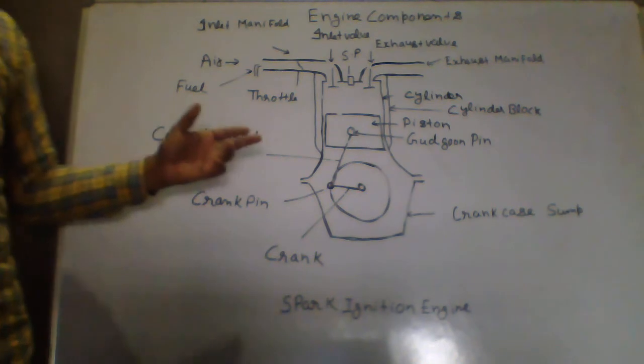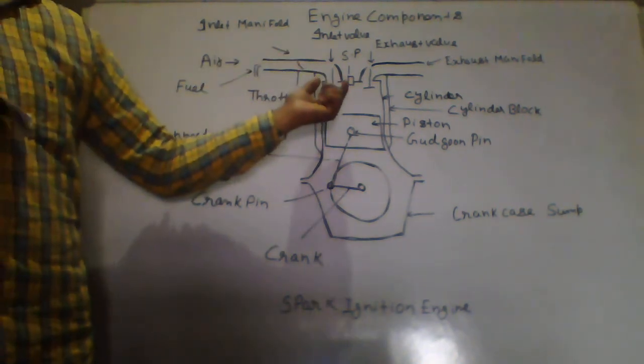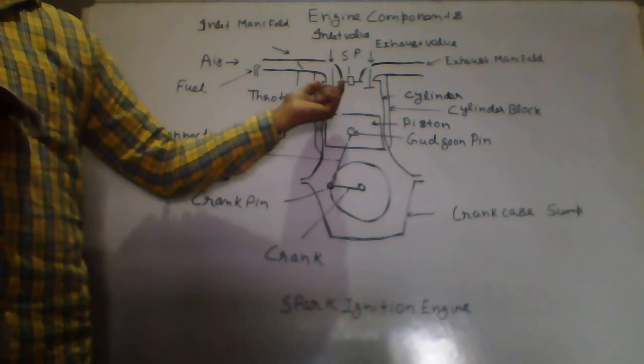Okay. Next part is your camshaft. So what is the function of camshaft? Camshaft and its associated parts control the opening and closing of two valves. The associated parts are push rods, rocker arm, valve springs and tappets.